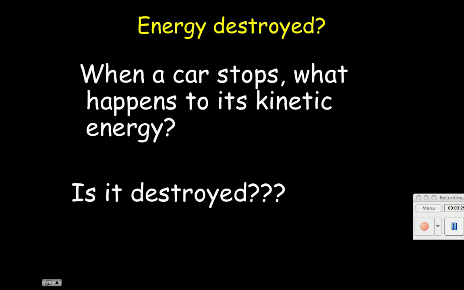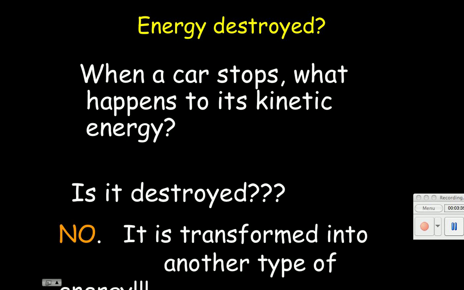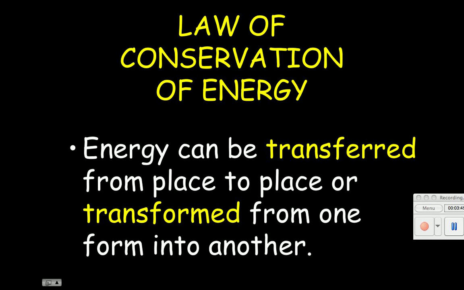When a car stops, what happens to its kinetic energy? Is it created or destroyed? No. We learned from the law of conservation of energy that energy cannot be created or destroyed. So what happens? It's transformed into another type of energy. And what type of energy does the work energy theorem say that is? More than likely heat. So this is another example of this theorem working together with the law of conservation of energy. Energy is not being created or destroyed, it's being transferred to the surrounding area and transformed into heat.